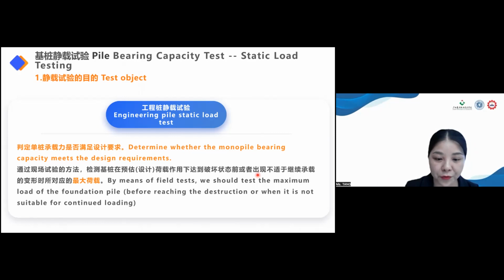By means of field test, we should test the maximum load of the foundation pile before it reaches destruction or when it is not suitable for continual loading.